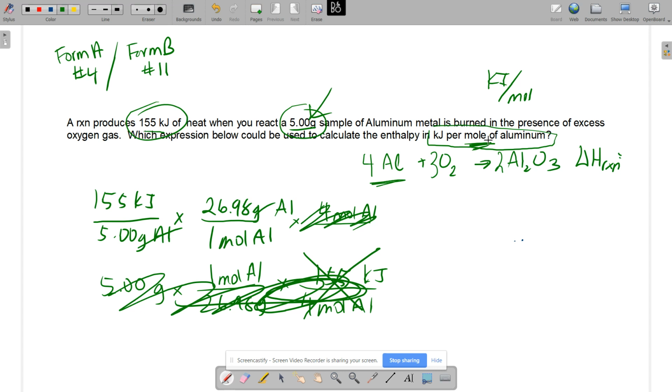So this is what I call a per problem, which means it's based on division. It's the heat per mole. So you just had to divide. So I hope that helps. It's oddly simple, but I know it was kind of a tricky question to interpret.